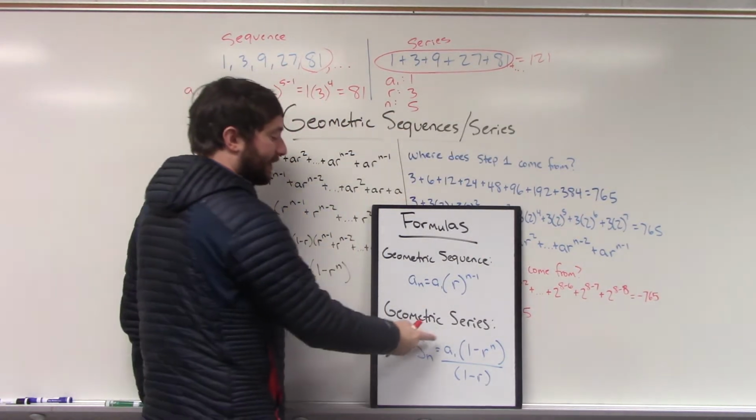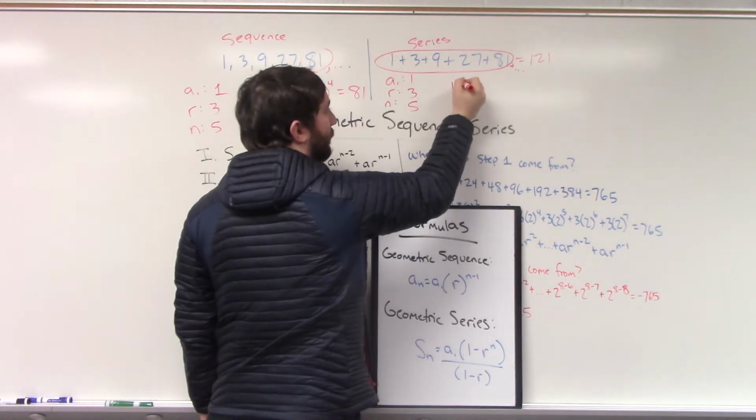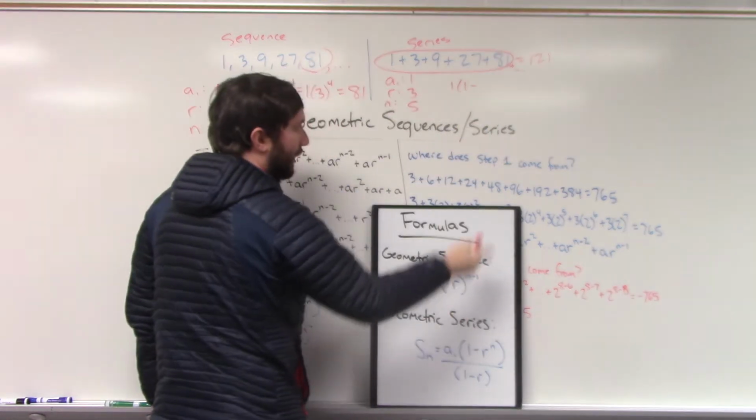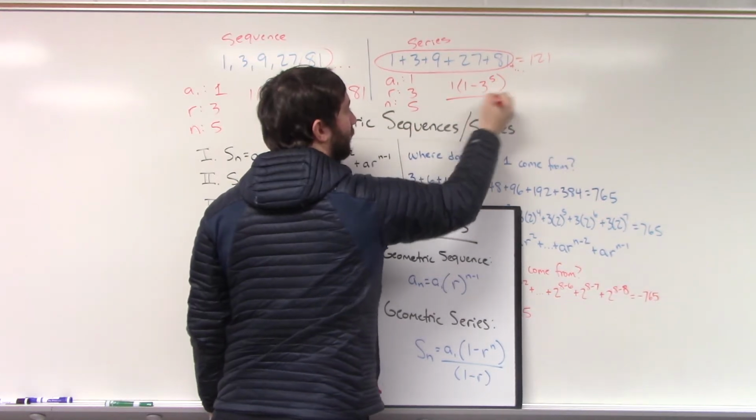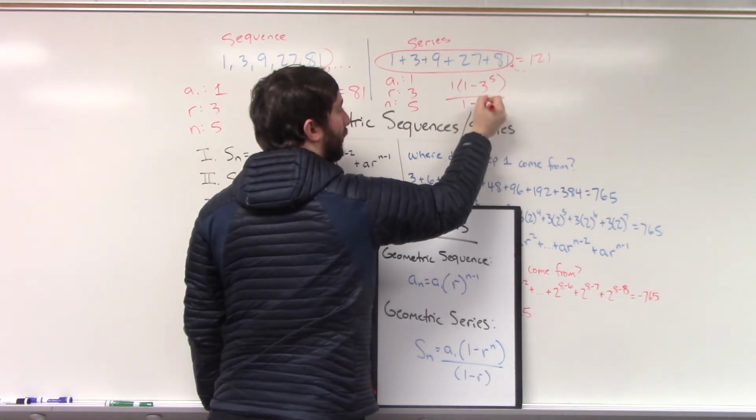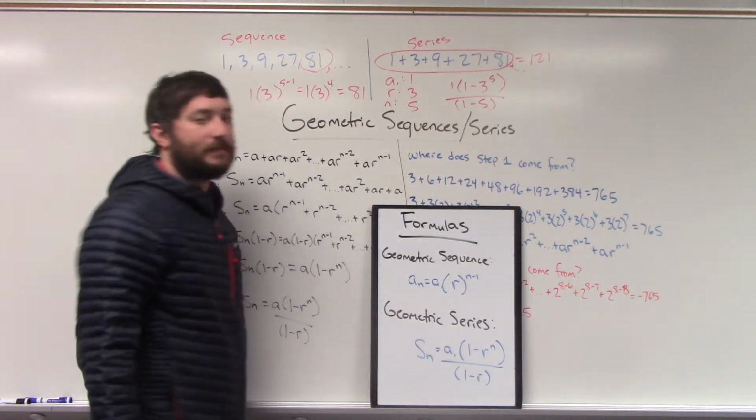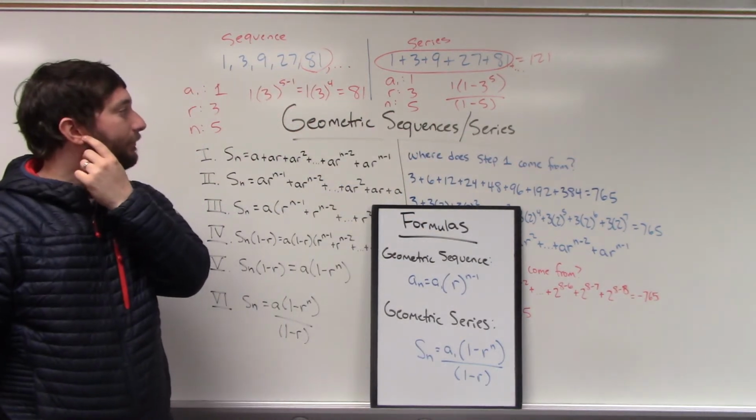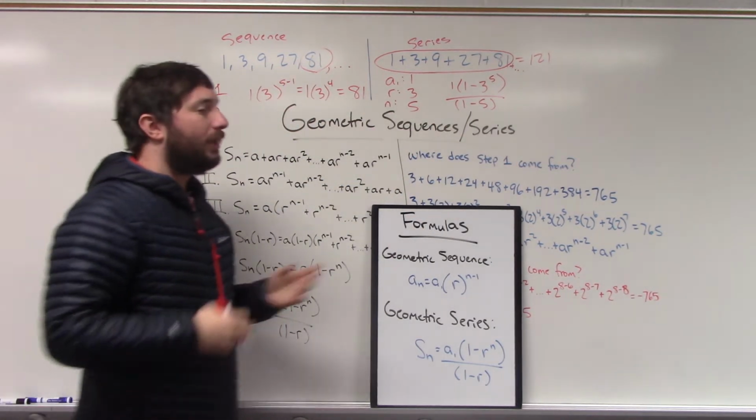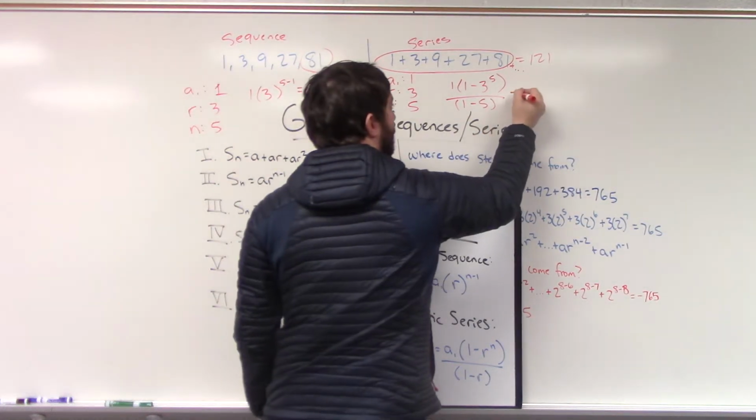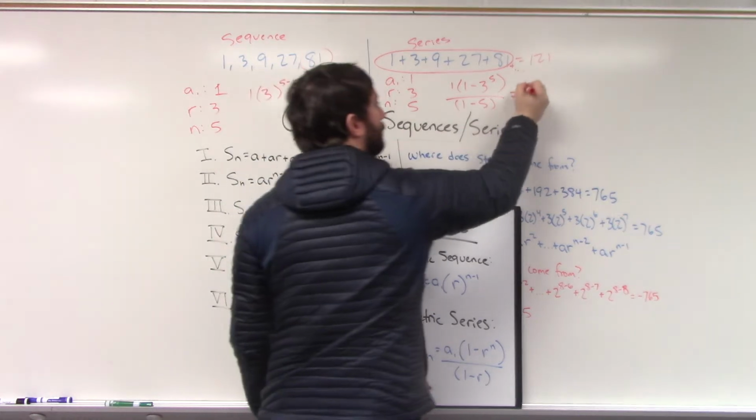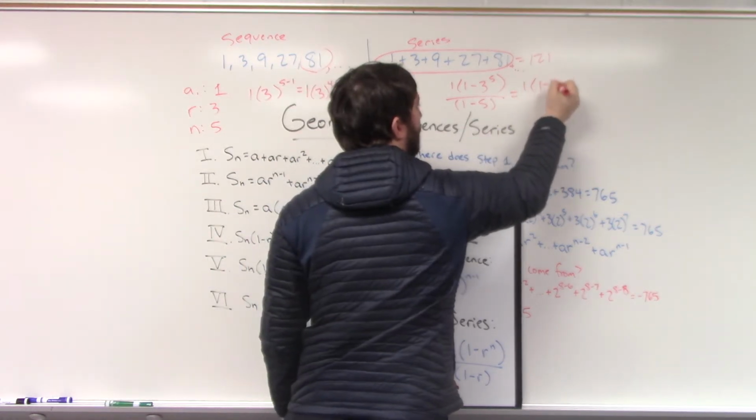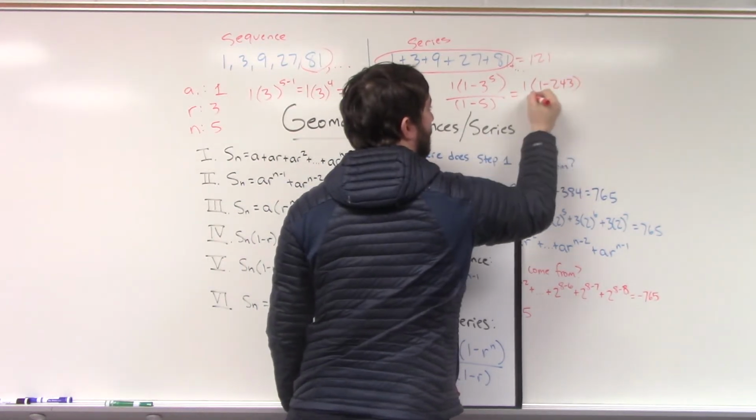So in this case, first number is 1. We're going to have 1 minus r to the power of n all over 1 minus r. Put that in parentheses, especially if you're using a handheld calculator. If you wanted to simplify this in a calculator, you could. I'm just going to very quickly go through and simplify this by hand.